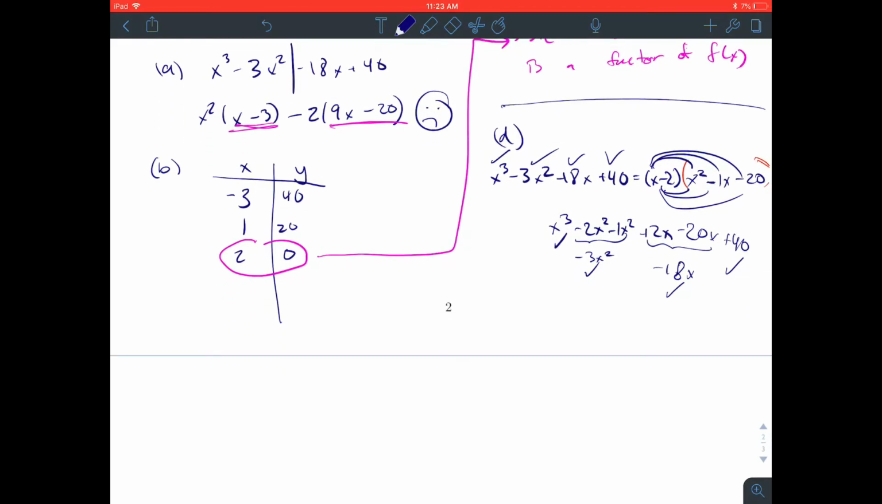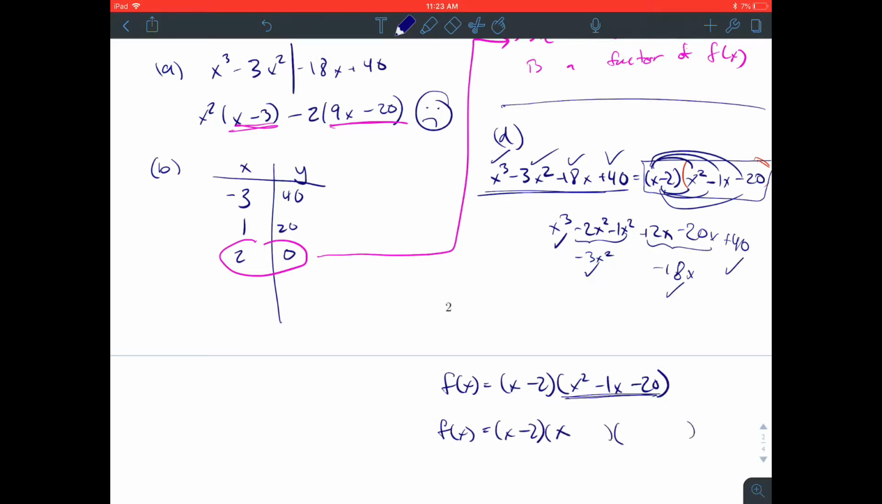So now how do I use this to actually completely factor it? What I've seen here is that f of x is equal to x minus 2 times x squared minus 1x minus 20. It's not completely factored yet, actually, because this group here, the quotient from the previous problem, can be factored one more time. F of x is equal to x minus 2, and then using sum and product, x minus 5 times x plus 4. And the reason we get this is that negative 5 plus 4 is negative 1, and negative 5 times 4 is negative 20. So now we've got f of x completely factored.